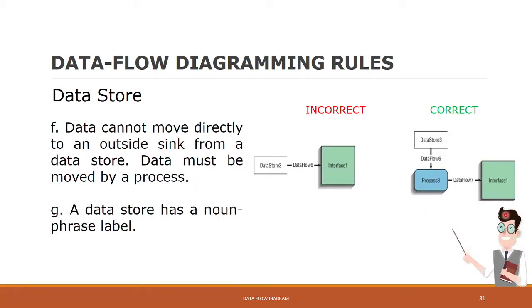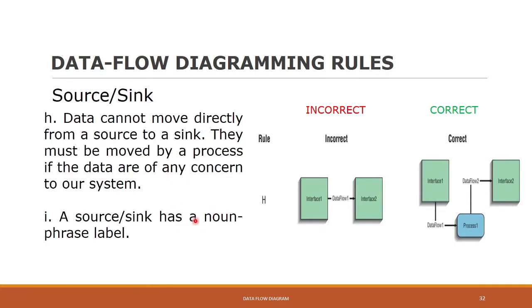Then letter F under data store. Also, data cannot move directly to an outside sink from a data store. Data must be moved by a process. So again, this is an incorrect data store to external entity, or your outside sink. It should be moved by your process. So your data store must be connected to a process symbol before going to your entities. Then letter G, a data store has a noun phrase level.